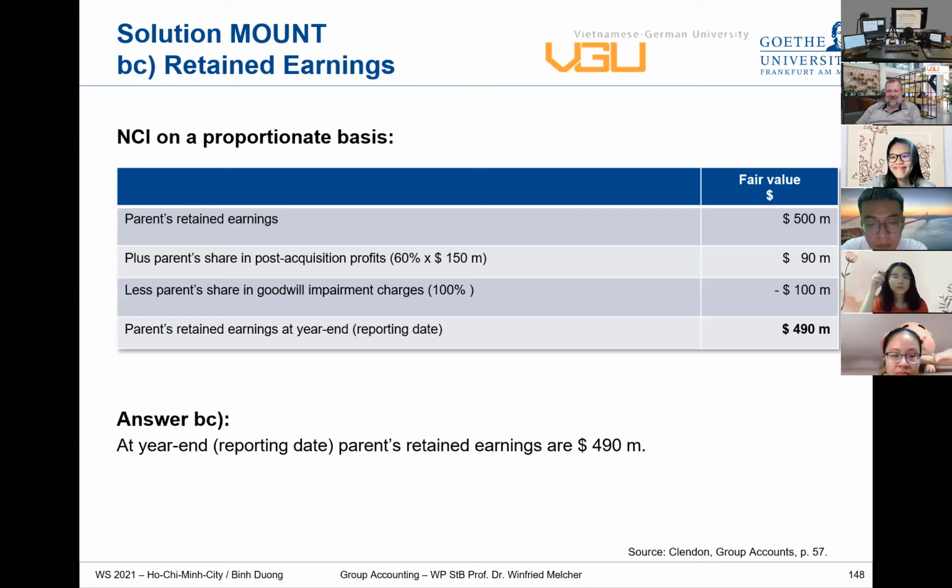That was rather complicated. No, it wasn't. But you have to consider a lot of facts. But I think once you understand the difference between a full goodwill and a partial goodwill method, you can figure out what the consequences are. And I think if you try to understand rather than just learning that by heart, then you are safe in the exam and also in your career to always take the right numbers.